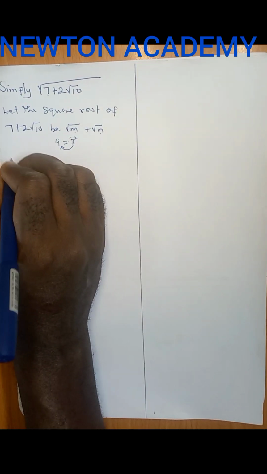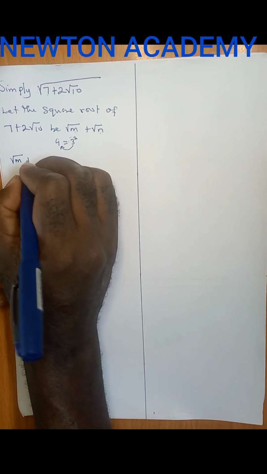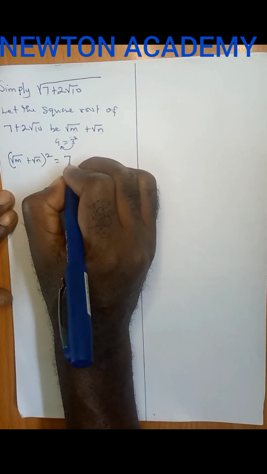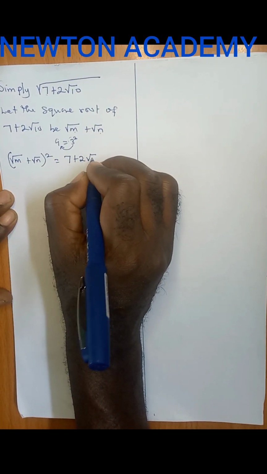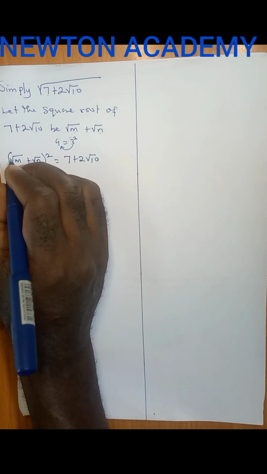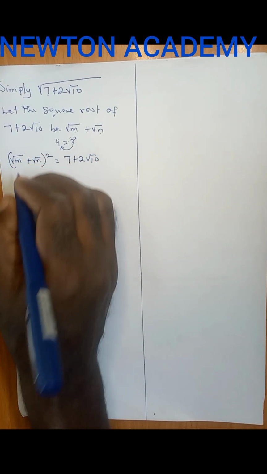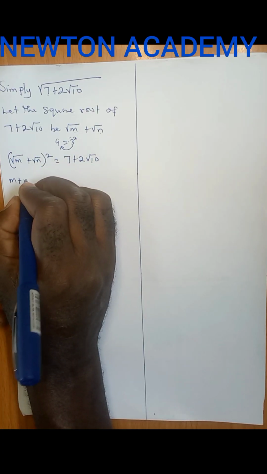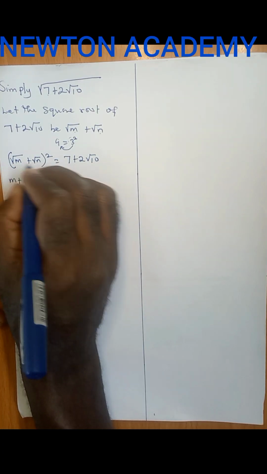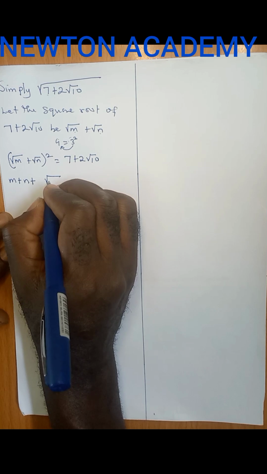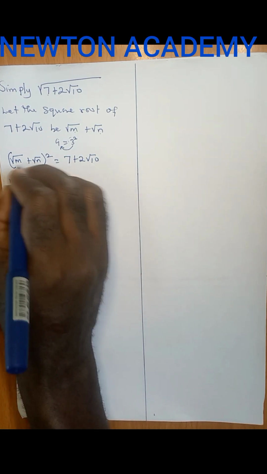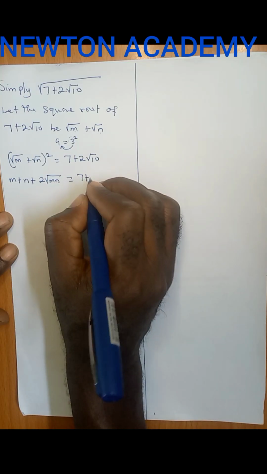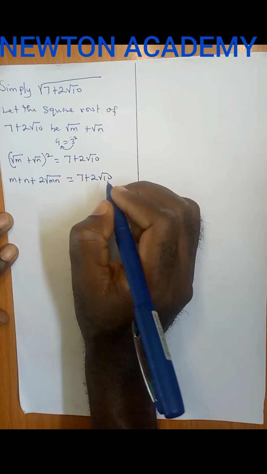For that, we say the root of m plus the root of n, squared, is equal to 7 plus 2 root 10. Now when we square root m, it is going to be m. When we square root n, it is going to be n. Plus when we multiply the two together, we'll have the root of mn. Then we'll double the answer. We'll have it this way, is equal to 7 plus 2 root 10.